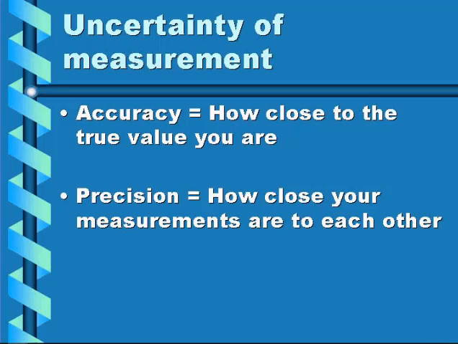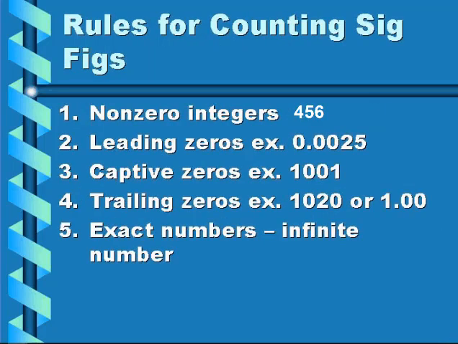When we're doing labs and dealing with laboratory data, we need to make sure that we're accurate and precise. Accuracy deals with how close you are to the true value, while precision is how close your measurements are to each other. One way that we account for our uncertainty is significant figures.